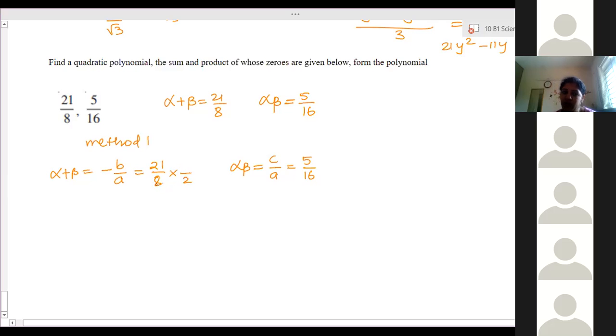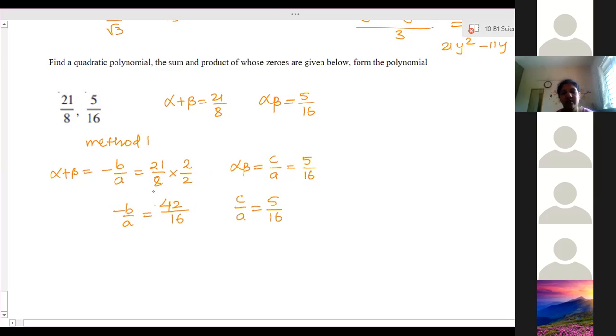We are not supposed to multiply only the denominator, we have to multiply the numerator as well. So you get 42 by 16 as the value of minus b by a. And c by a is 5 by 16. Then if these are the fractions, what are the values of a? 16, b is minus 42 and c is 5. Please try to understand: this is a ratio, it is not the actual numbers. So the value of a will be 16k.